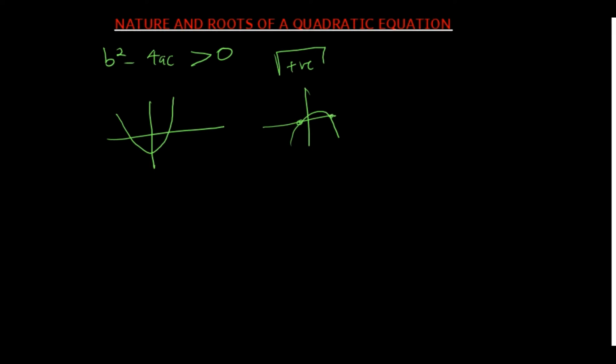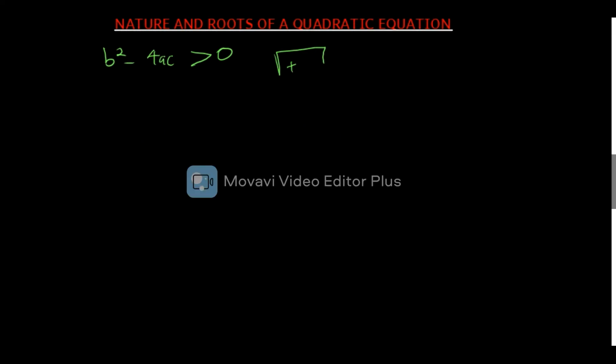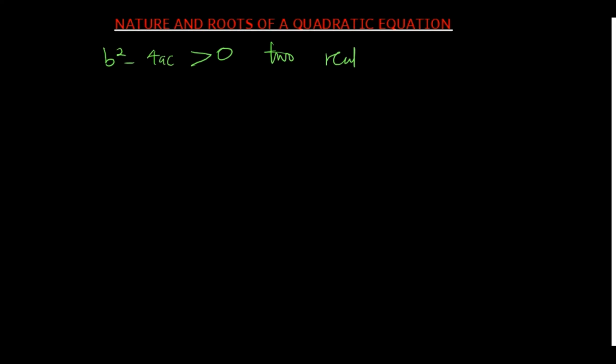And so the nature of roots for this one is that the equation has 2 real, distinct roots. They are not just real, but they are different roots. They are 2 and different.